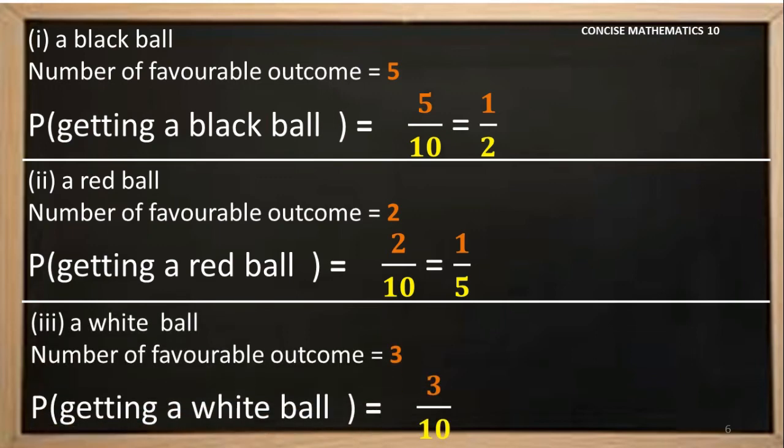And the next sub question is the probability that the ball drawn is a white ball. How many white balls are there? There are only 3 white balls. So you can get a chance to get a white ball only 3 times. More than 3 is not possible. So the favorable outcome is 3 and the probability is 3 by 10.